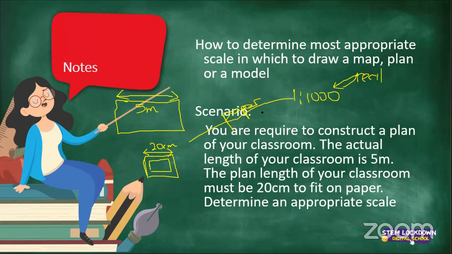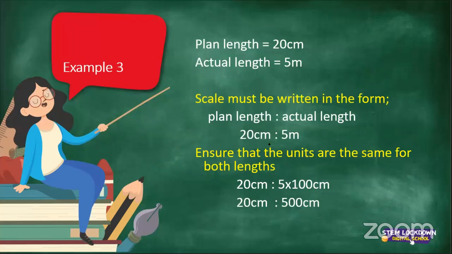So in this case, what is my paper distance, learners? It is 20 centimeters. So 20 centimeters represents in real life, how long is the class in real life? If on paper it should be 20 centimeters, how long is it in real life? It is 5 meters. So this is basically how you start. Okay, here I've done for you: 20 centimeters is your plan length, and your actual length is 5 meters.